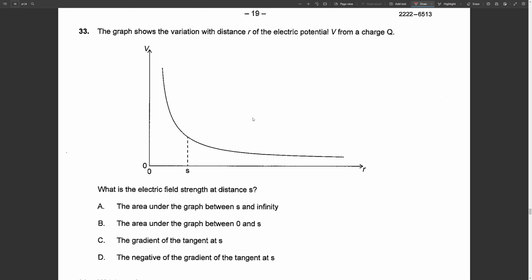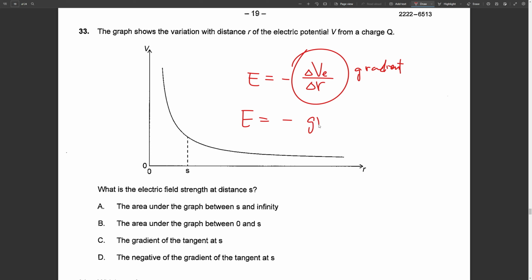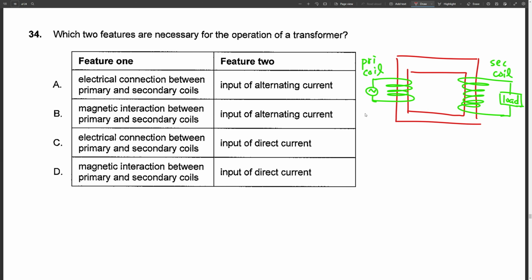In question 33, you are given a graph of electric potential and its variation with distance r. And this is clearly going as the electric potential gradient equation, which is electric field strength E = -ΔV/Δr. And this is the gradient of the graph, which means the electric field strength is the negative gradient of the graph. The answer is D.